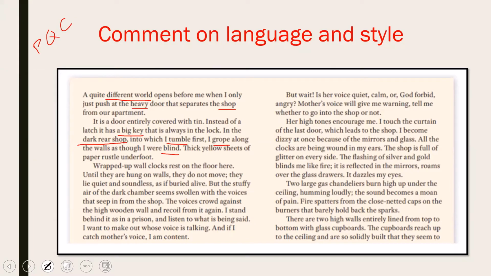Okay, grope means that you're touching everything and you're moving forward. The writer is not using I move forward, I moved along the walls. No, I grope. It means that as if he's a blind person and he's touching the things and moving forward. He's making his way by touching the things there, right?